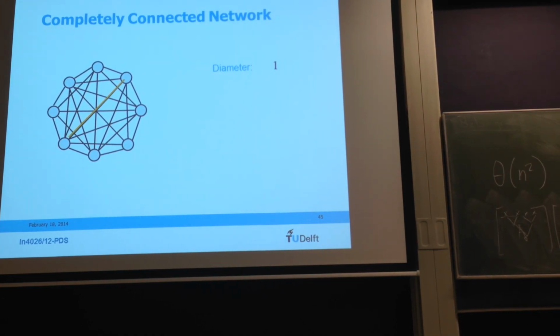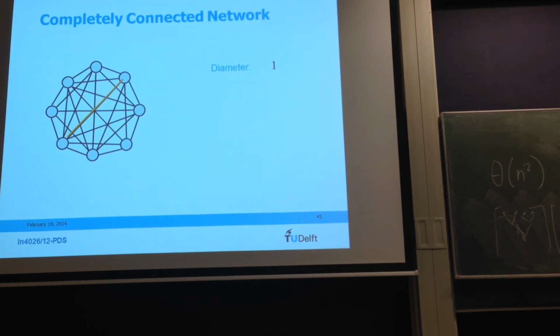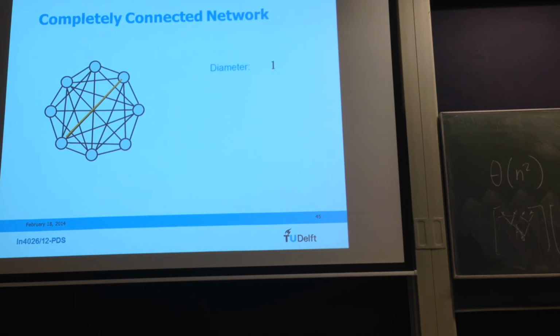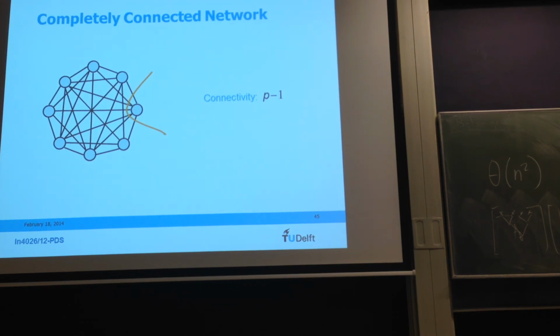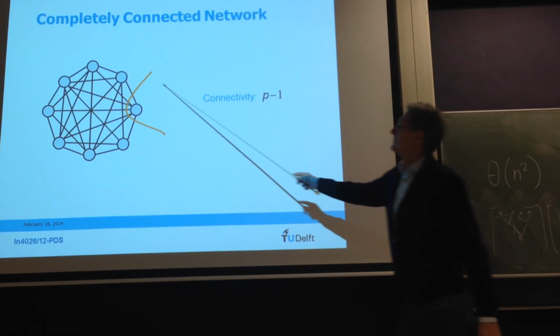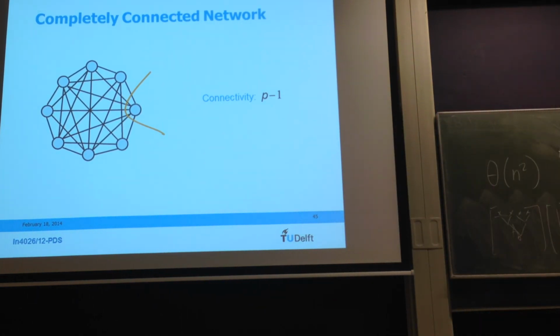P minus 1. So you just have to cut one node, and because it has to connect to every other process, it's P minus 1.